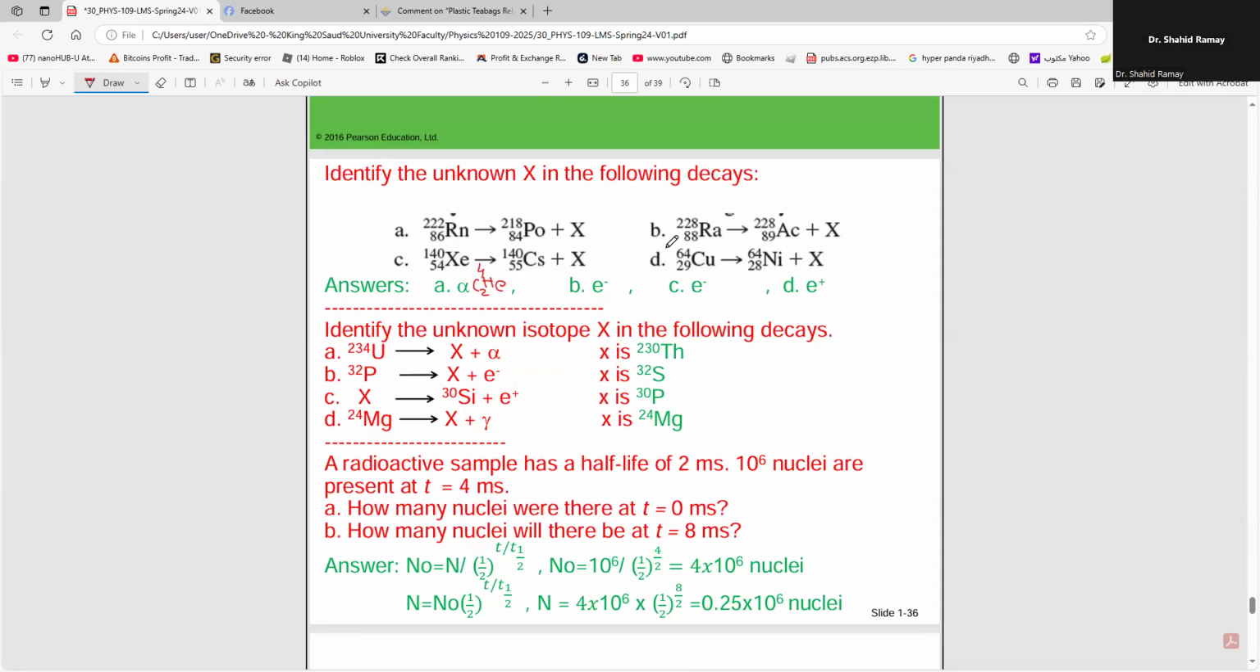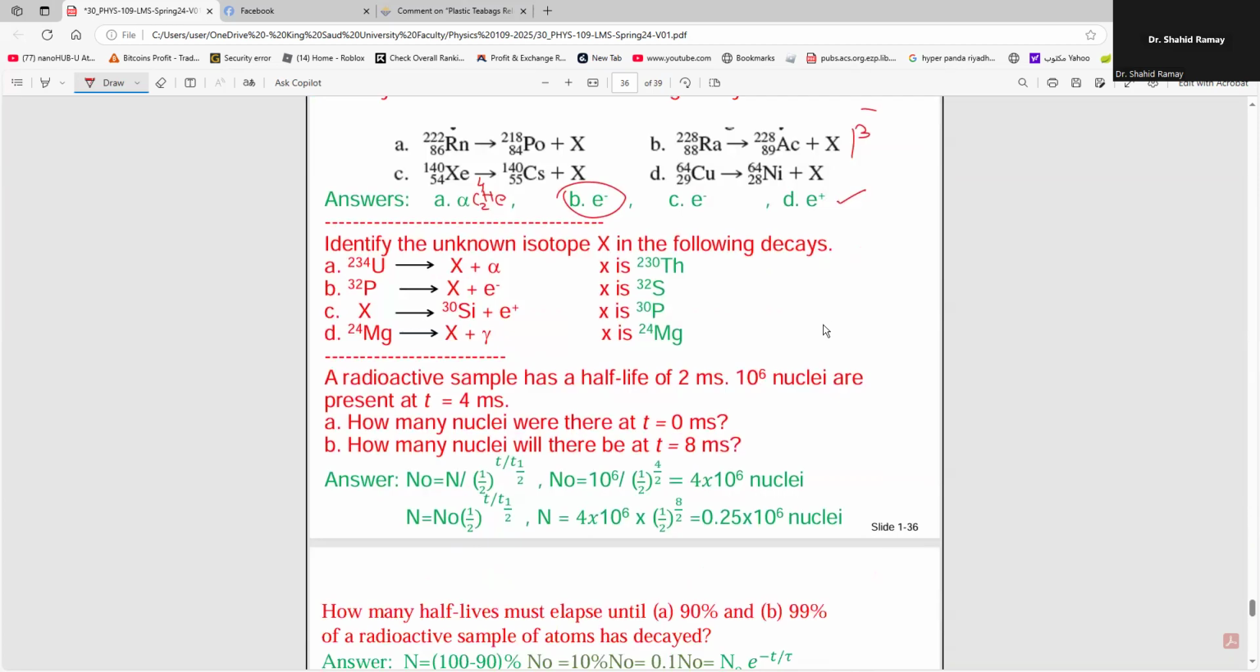Similarly here, 88, Z is increased by 1 and A remains the same. So what will be the B reaction? It is beta negative. So here you can write beta negative, or here it is written as beta, e negative. Similarly C is also the same. And in the D case, Z is decreased by 1 and A remains the same. So this is beta plus.